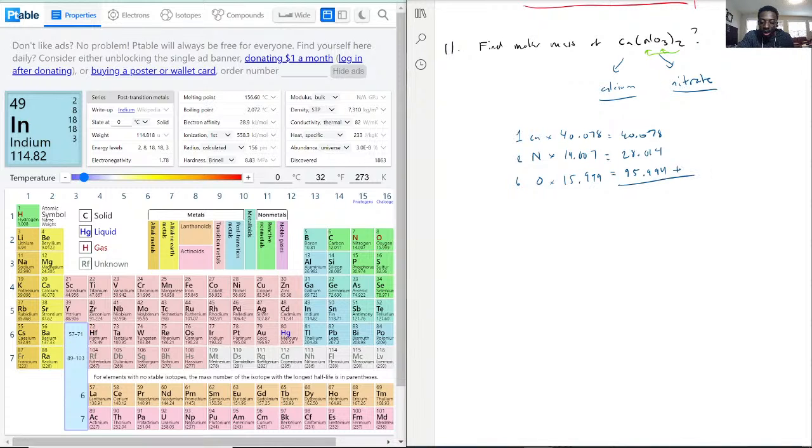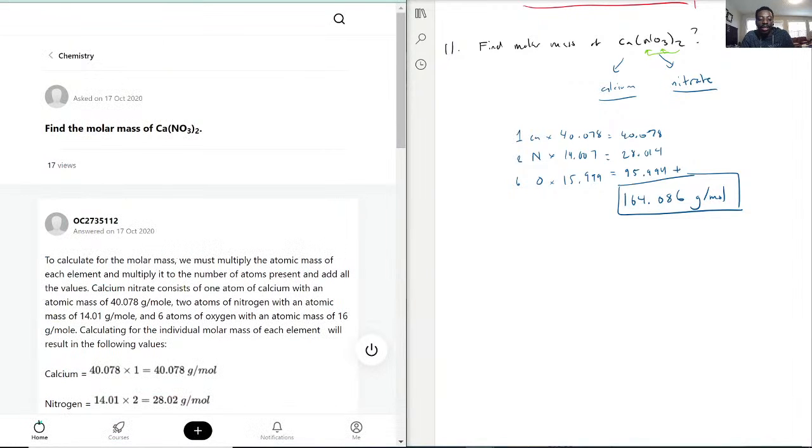95.994, okay, and then we add them all together. 28.014 plus 40.078. We get 164.086 grams per mole. Okay, so that would be the molar mass of calcium nitrate.